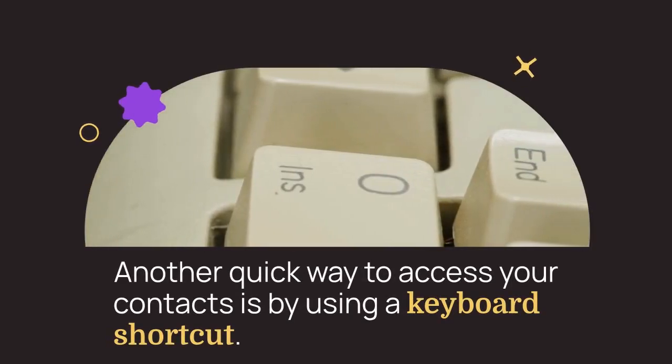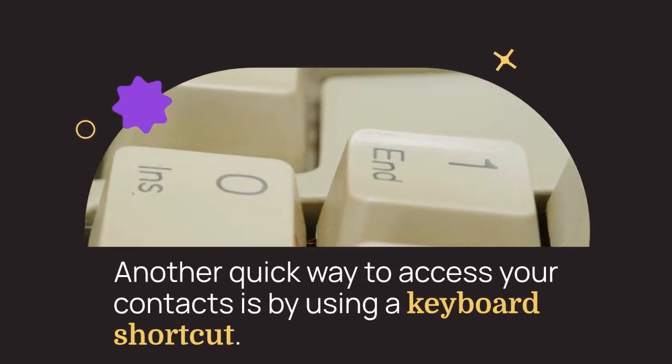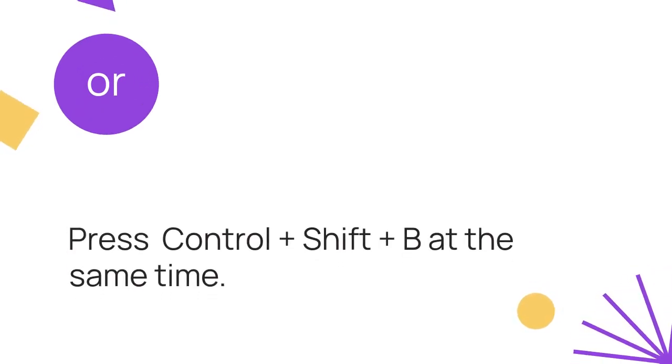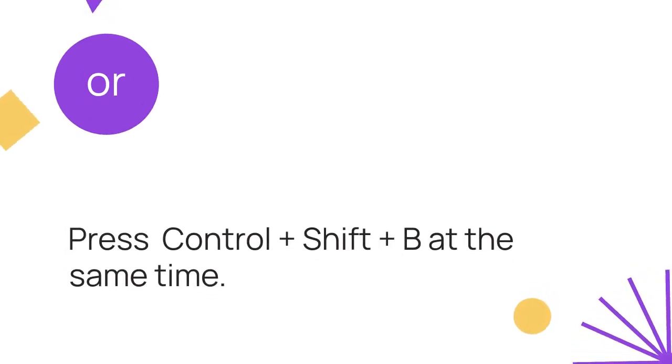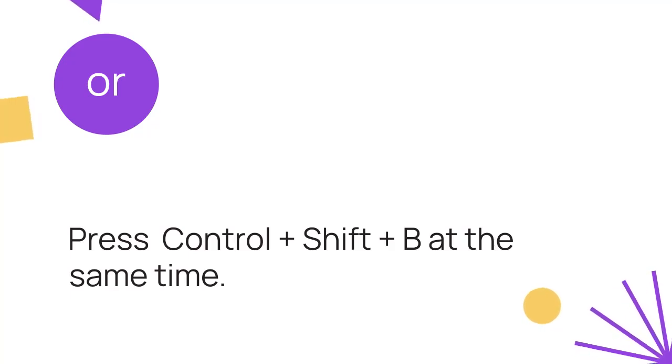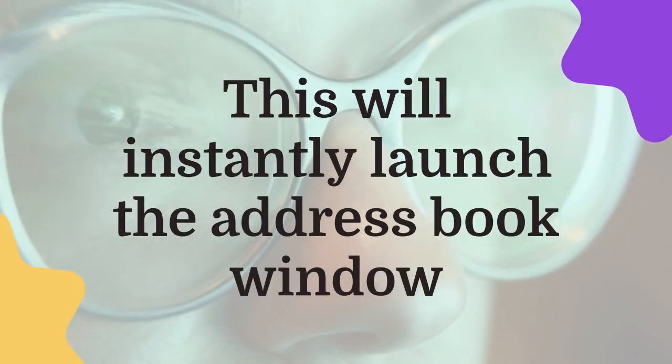Another quick way to access your contacts is by using a keyboard shortcut. On Windows or Linux, press Ctrl+Shift+B at the same time. If you are using a Mac, press Command+Shift+B, this will instantly launch the address book window.